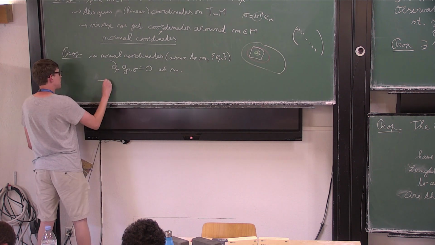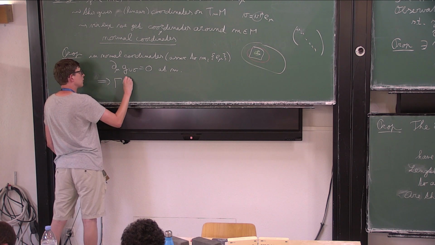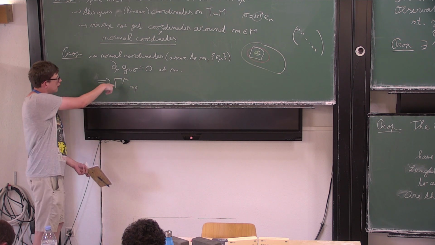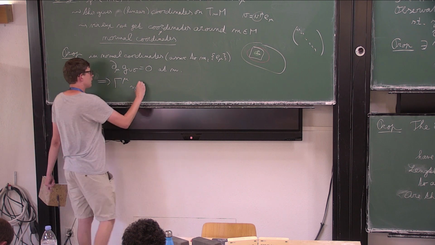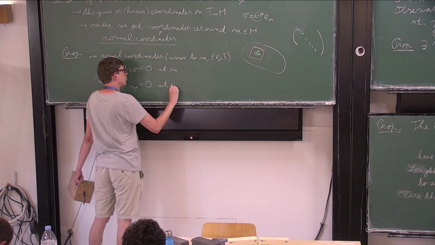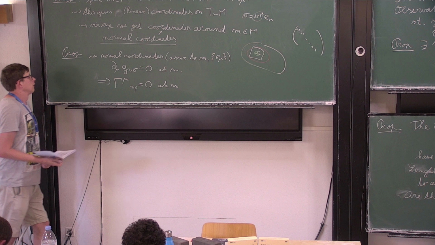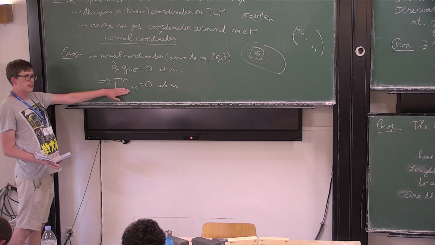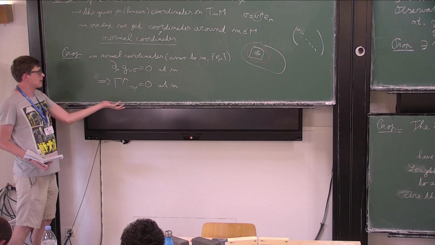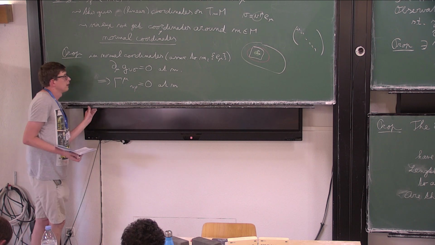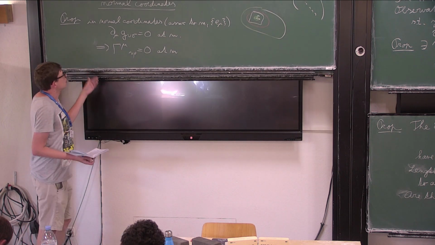And one immediate consequence of that is that the gammas are 0, because the gammas, if you remember the formula, only contain derivatives of g. So these are 0 at M. These are non-tensorial objects, so it makes sense that in some coordinates they are 0, and in some coordinates they are not. But anyway, this is the claim.